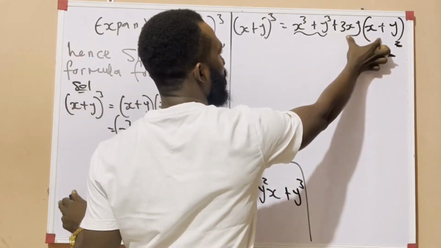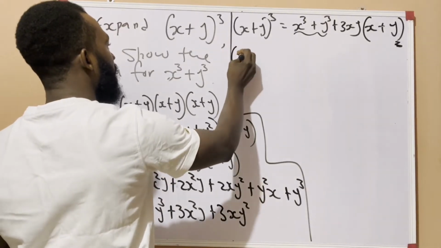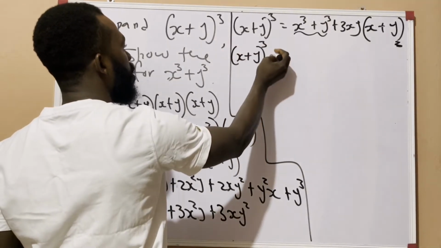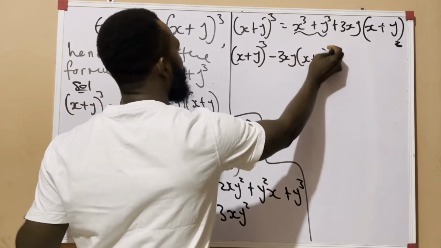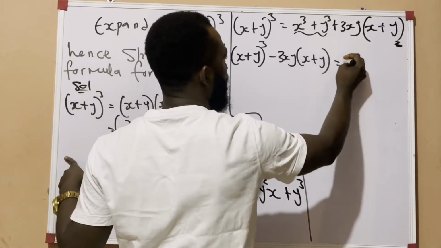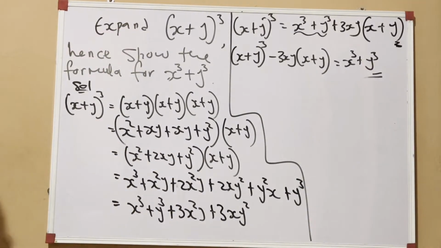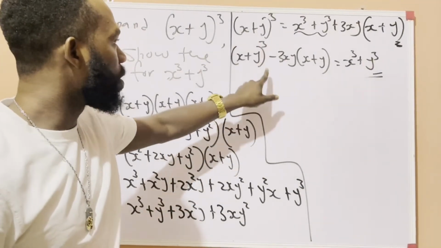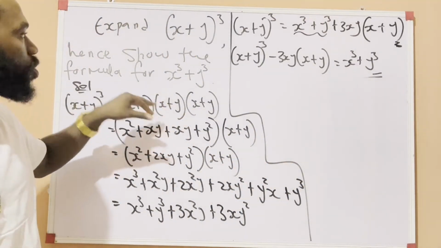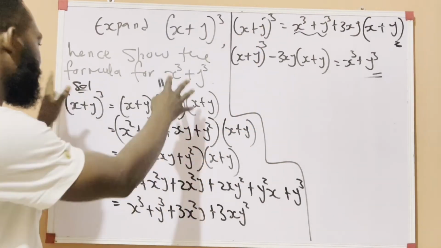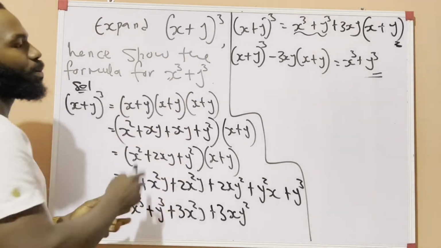Now, if 3xy and (x + y) cross the equality sign, we're going to be having (x + y) all raised to the power of 3 minus 3xy into the bracket of (x + y) equal to, what do we have left now? x raised to the power of 3 plus y raised to the power of 3. You see, from this we got the formula for x cubed plus y cubed, which is what we were also told to show after we have expanded this. Okay, now this is one method that you can use to expand (x + y) all raised to the power of 3.